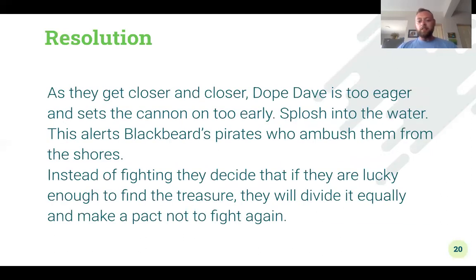As they get closer and closer, Dopey Dave is too eager and sets the cannon off too early. Splosh into the water. This alerts Blackbeard's pirates who ambush them from the shores. But instead of fighting, they decide that if they are lucky enough to find the treasure, they will divide it equally and make a pact not to fight again. Isn't that nice? Two different pirate crews that are both looking for the treasure, and instead of arguing and fighting about it, they've decided that they're going to share it if they find it.